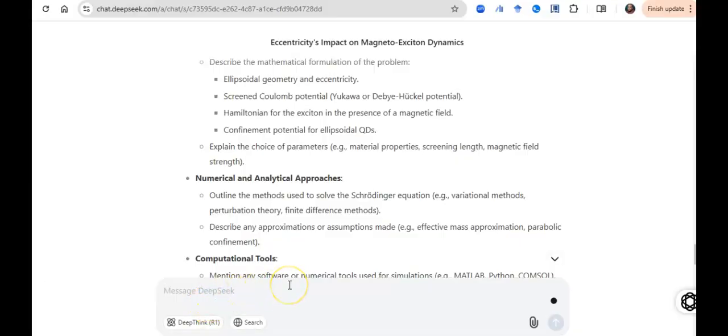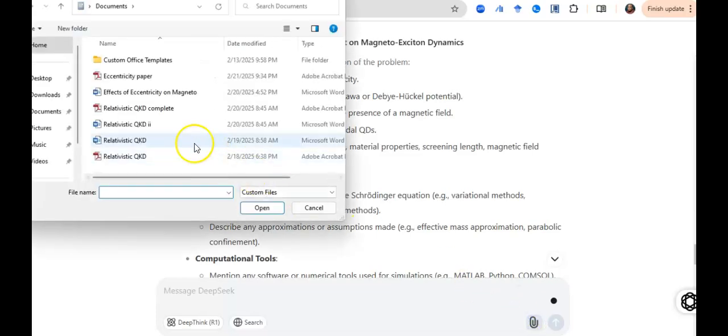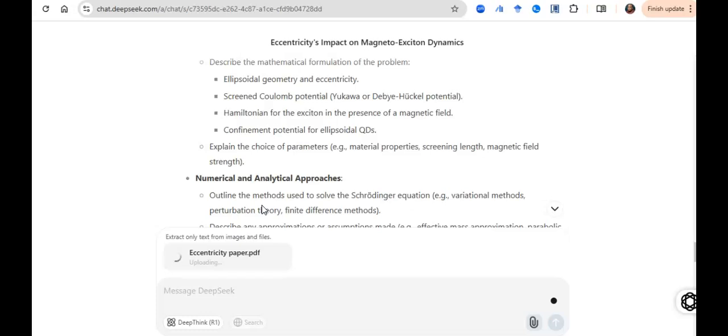So what do we do now? We go to this end, and this is our paper, a centricity paper. It is less than 15 megabytes. So you load it and you open it to DeepSeek. You allow it to load.